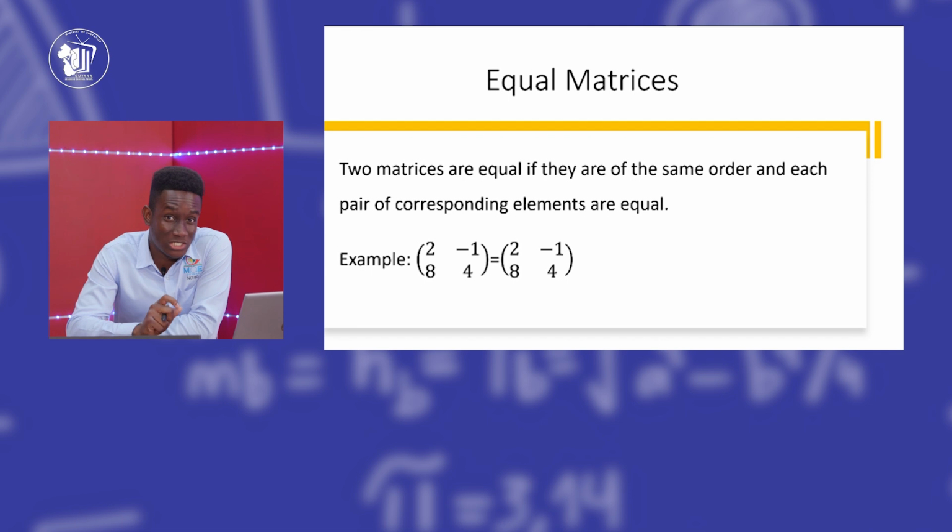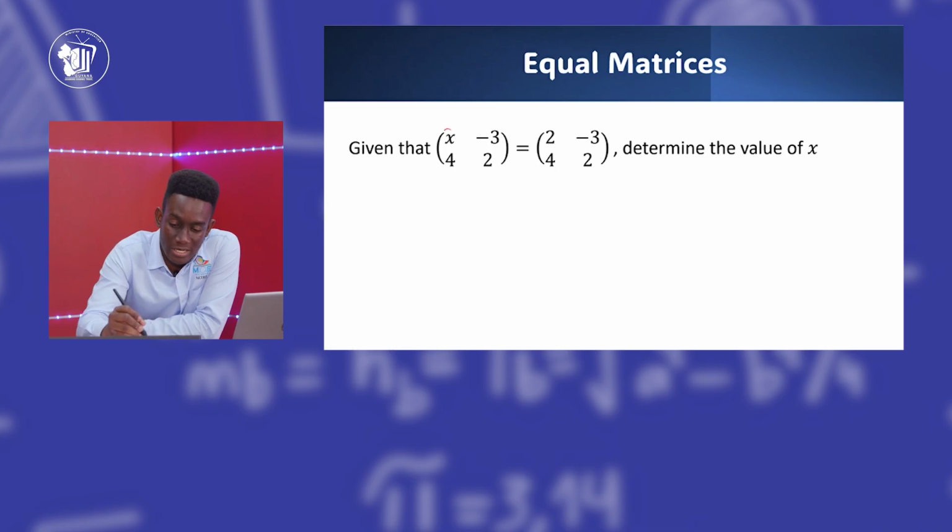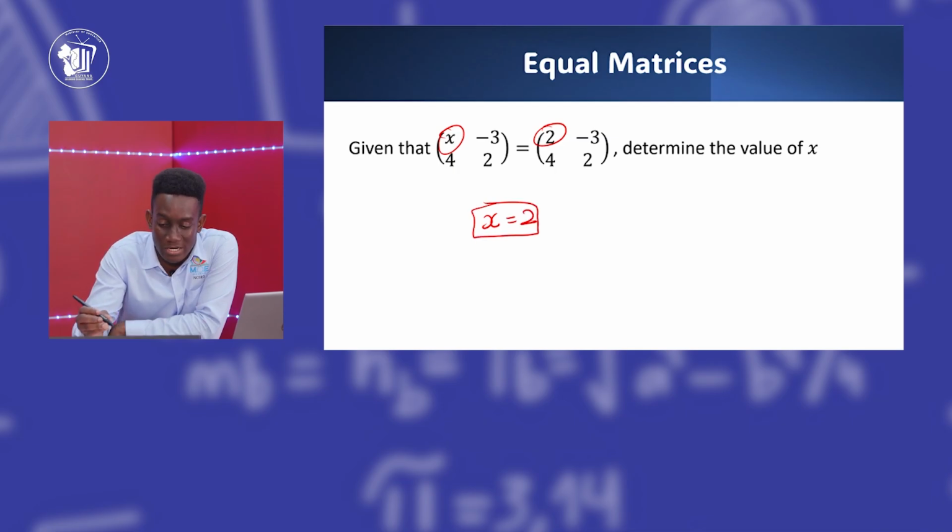So let's look at some questions that we can answer from the whole concept of equal matrices. This example says, given that we have the matrix x, negative 3, 4, 2 is equal to 2, negative 3, 4, 2, determine the value of x. All we need to do is to see what is the corresponding value to x. We see x here is corresponding to the 2. So we can simply say x is equal to 2.